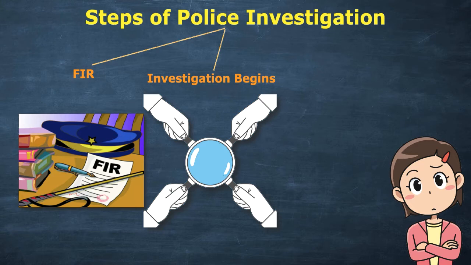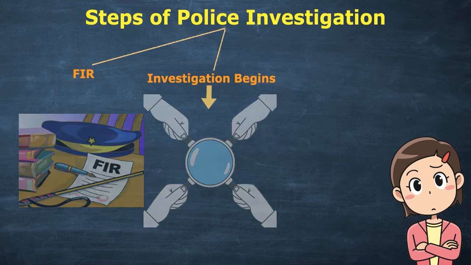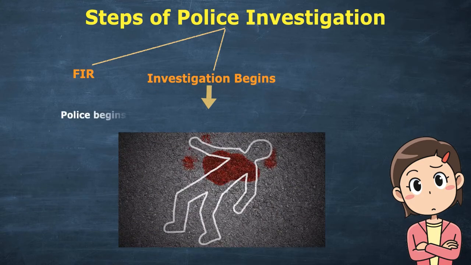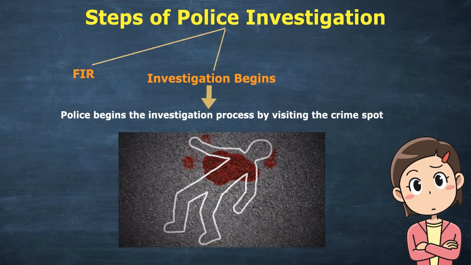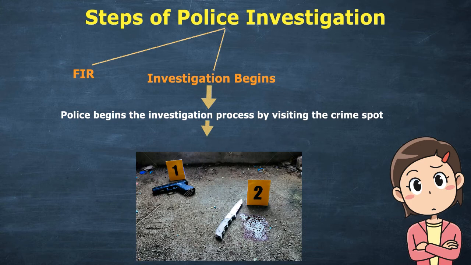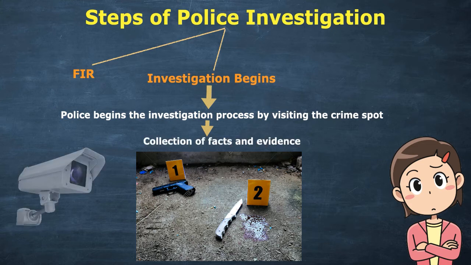The first one is that the police begin the investigation process by visiting the crime spot. After going there, what does he do? Collecting the facts and evidence. He also tries to collect information covered by CCTV and things like that. So he tries all the things through which he can collect evidence.